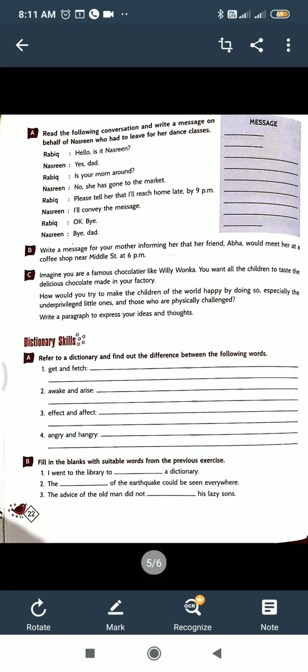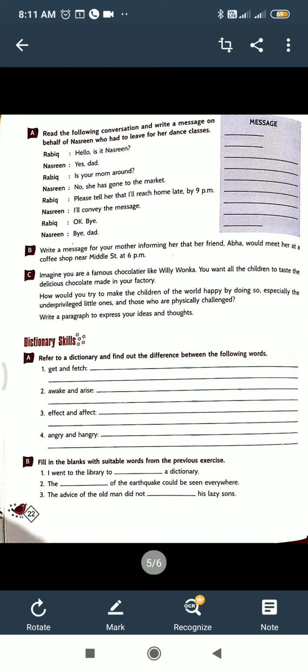Rabik: Hello. Is it Nasreen? Nasreen: Yes, Dad. Rabik: Is your mom around? Nasreen: No, she has gone to the market. Rabik: Please tell her that I will reach home late by 9 p.m. Nasreen: I will convey the message. Rabik: Okay, bye. Nasreen: Bye, Dad.